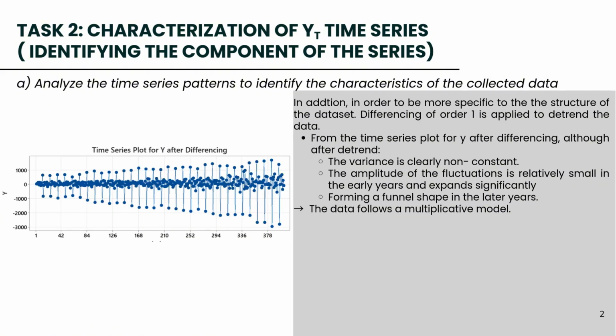In order to determine whether the data is multiplicative or additive, we make a differencing of order 1 to the data, y_t minus y_(t-1), to detrend the data. And from the time series plot after differencing, the variance is clearly non-constant. The amplitude of the fluctuation is relatively small in the early years and expands significantly in the later years, forming a funnel shape, as you can see. So the data definitely follows a multiplicative model.